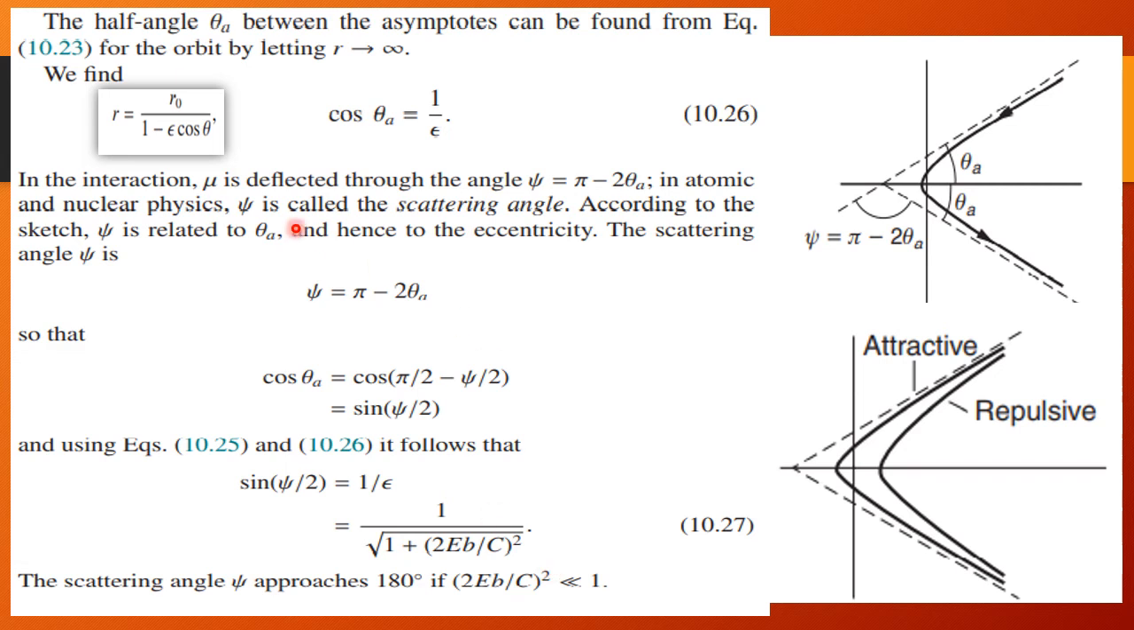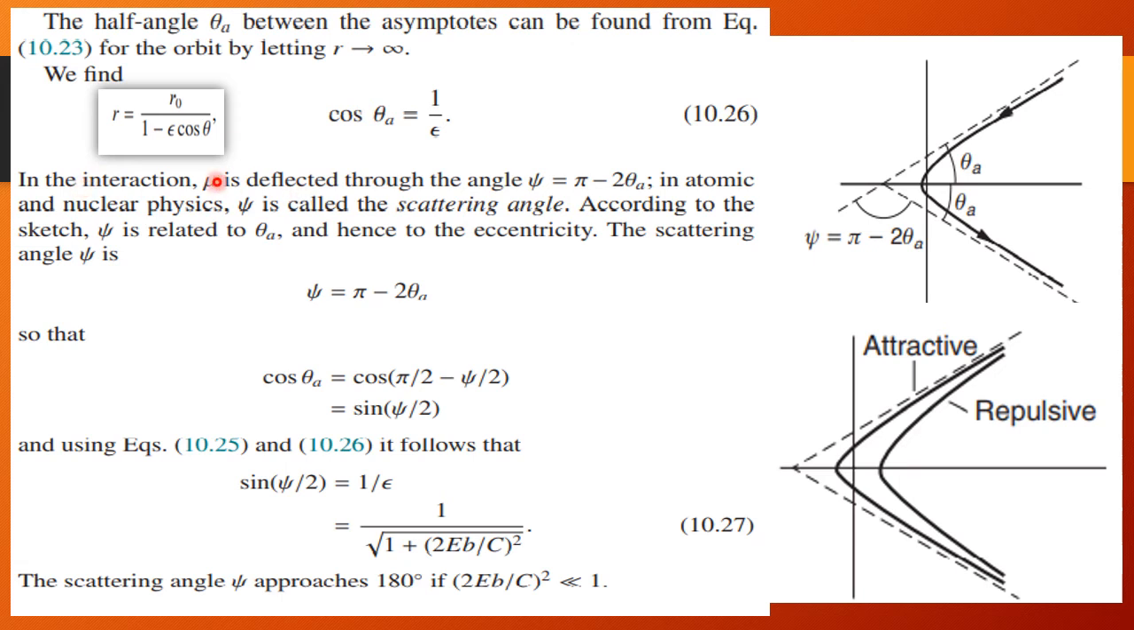Now in the two asymptotic cases, if this is the initial incoming direction and this is the scattered direction, these two lines make an angle of pi minus 2 theta a. Theta a is the angle, the equal angles dividing the axis. From this asymptotic relation, that is when r is tending to infinity, you can find the relation of cos theta a as equal to 1 by epsilon.